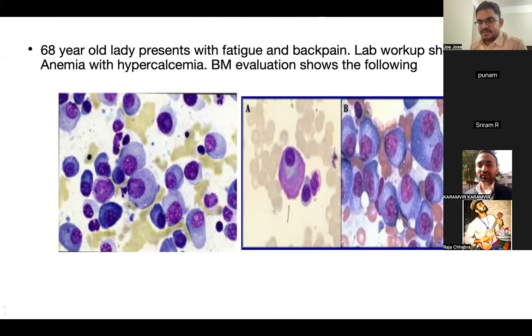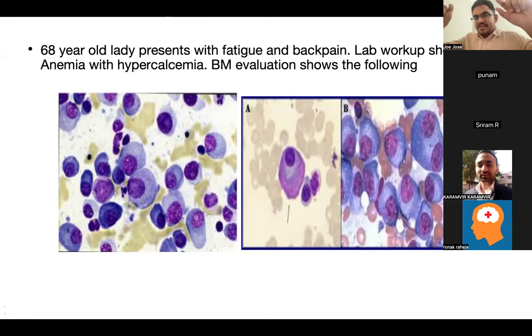Yes, sir. Basically, earlier it was the CRAB criteria. Now it is the SLiM-CRAB criteria. That is the serum monoclonal light chain elevation, along with hypercalcemia, renal involvement, bone lesions and anemia. And one more. Okay, I'll just summarize that. So yeah, to diagnose a case of myeloma, this always works.